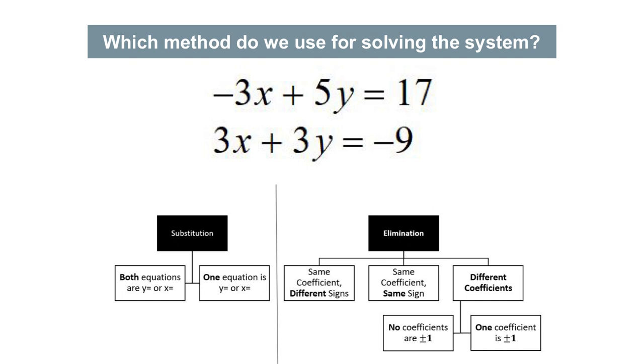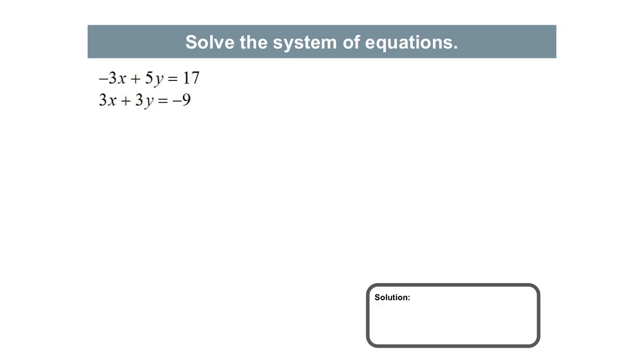Think about which type of equation or which method we will use for solving this equation. Hopefully you picked same coefficient, different signs. So since it's same coefficient, different signs, that's the nice kind of elimination. I can cross that off because it equals 0 and add everything else up. I get 8y equals 8, divide by 8, and I get y equals 1.